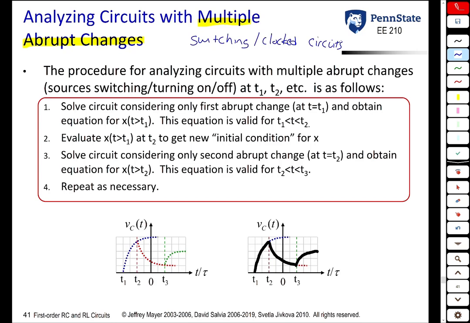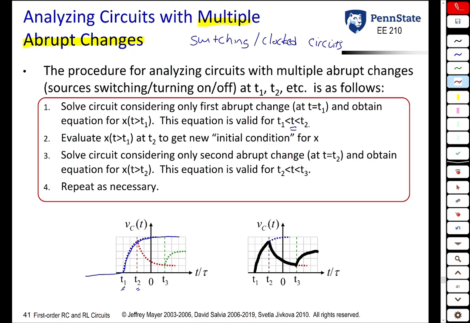What we do is, if you have multiple changes at T1, T2, T3, etc., you solve the circuit assuming just the first change at T1. So suppose here we get something like this, and our transient response might look something like that. And whatever equation we come up with is actually valid only between T1 and T2. T2 is when the second change kicks in. When the second change kicks in, the transient response is going to change its shape.